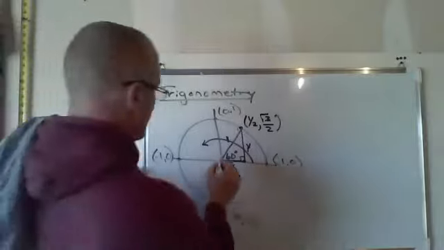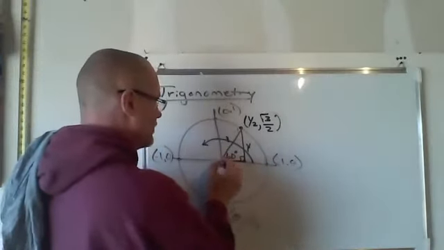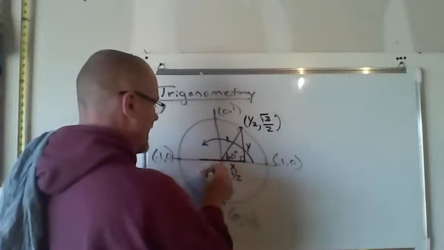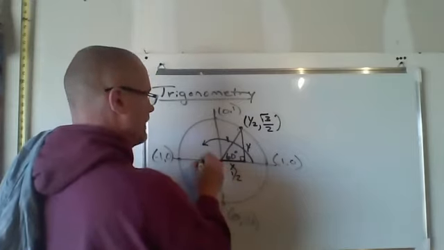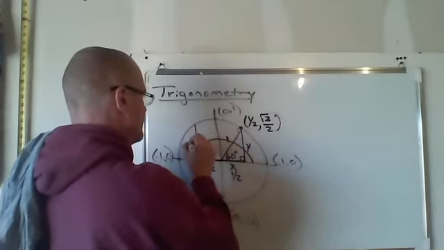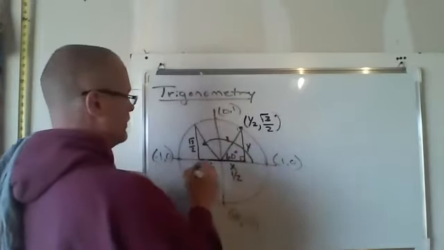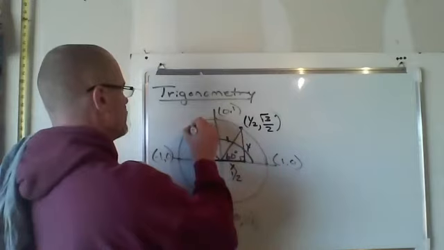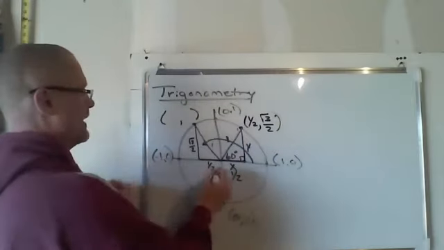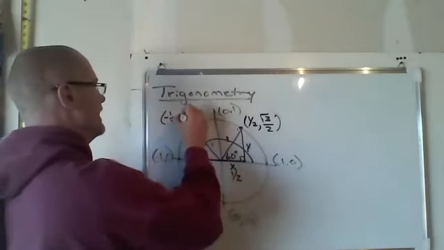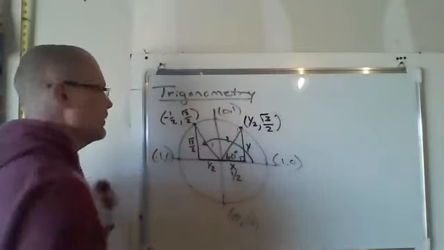Well, let's see. I want to go out. I want an identical triangle. So I want to go out a half, and I want to go up square root of 3 over 2, and I know the hypotenuse is going to be 1. So what are the coordinates of this point? The coordinates of this point are -1/2 and square root of 3 over 2.